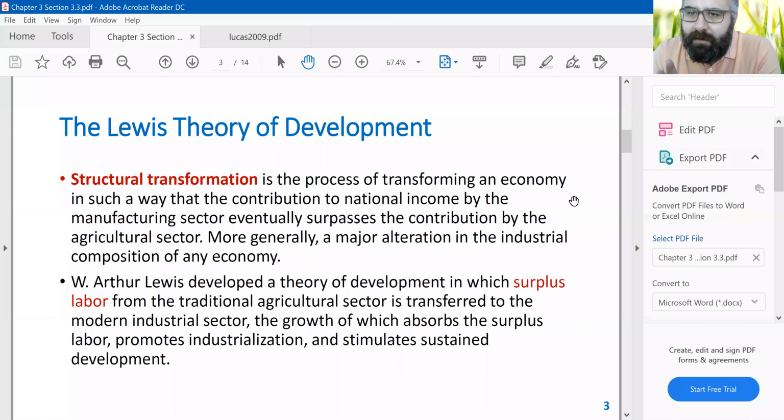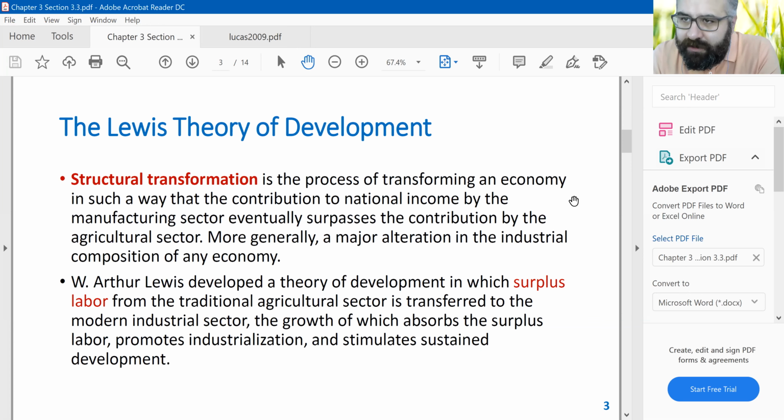The second part that we focus on will be the transformation of the economy from an agricultural economy to an industrial economy, or to an economy where the largest share of economic activity takes place in industry or services. Okay? So one definition that is underlined in your textbook says that eventually the national income share of the manufacturing sector surpasses the share of the agricultural sector.